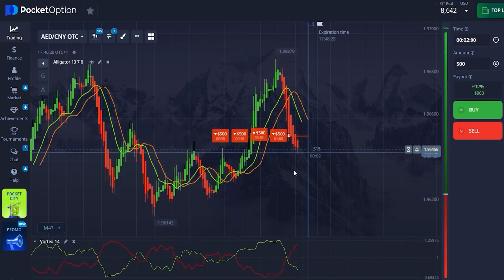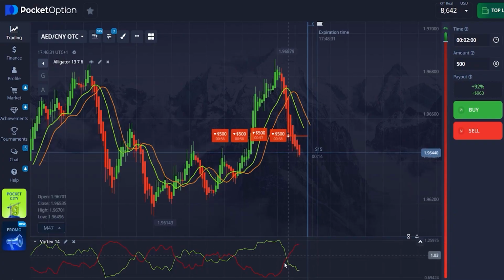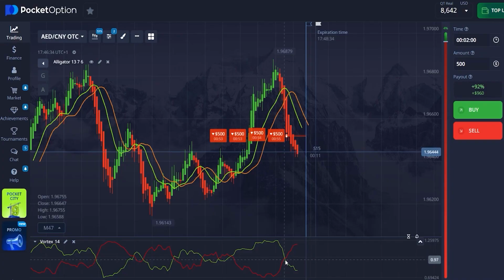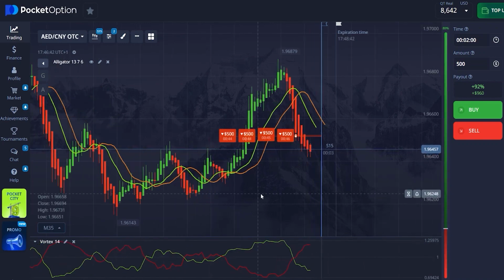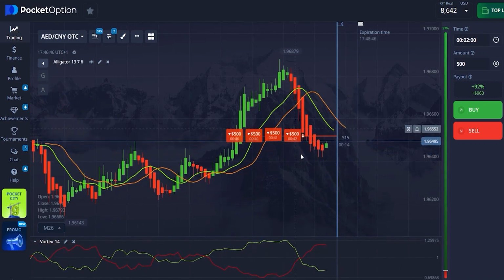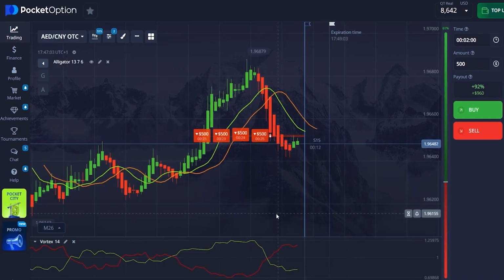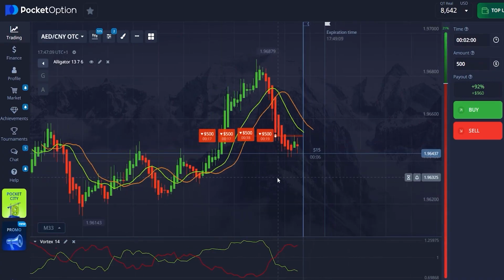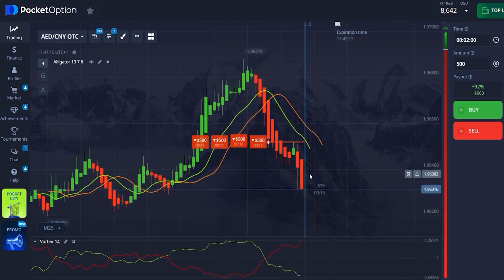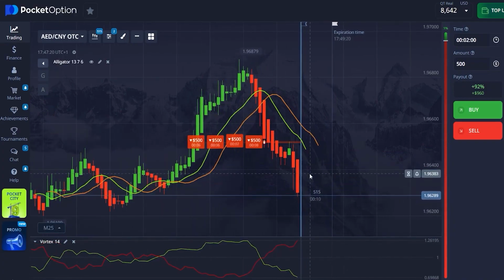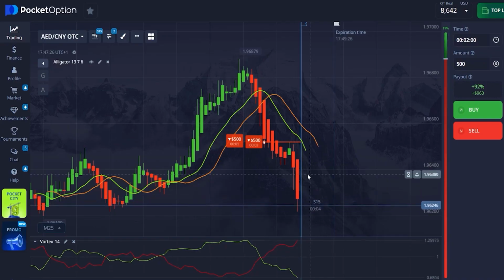Another thing I also put into consideration is my Vortex line. The two lines have to properly intersect each other. In the case of a downward position, the red line has to be above the green line to give me confirmation of a downward directional move. So right at this point, I make my first win.